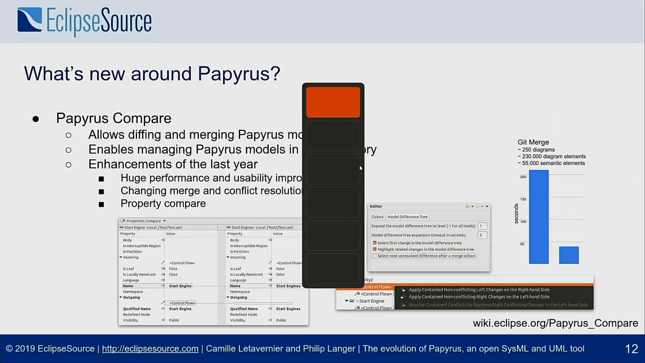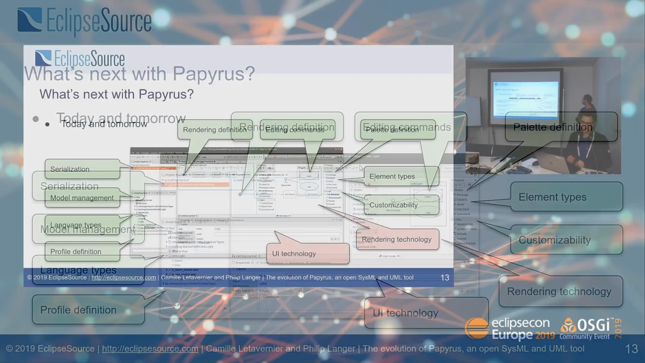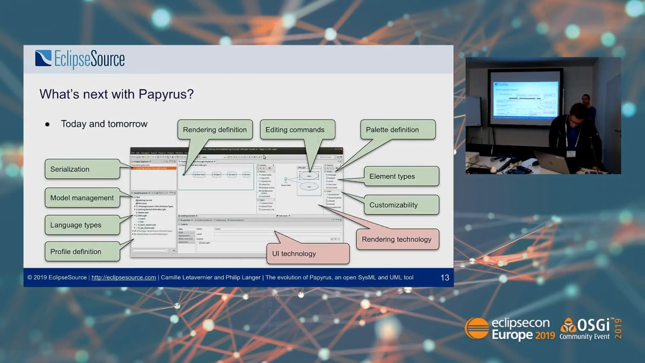Good, that brings me to the future, what we propose to evolve Papyrus. What I would like to mention here is that there are quite a lot of things that are great in Papyrus and that we would like to maintain. There are so many functionalities in Papyrus, from the support for profile definitions, the language types, model management, all the customizability that I've shown. And that's something that we would really like to keep.